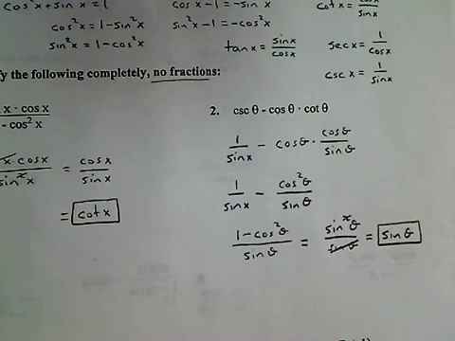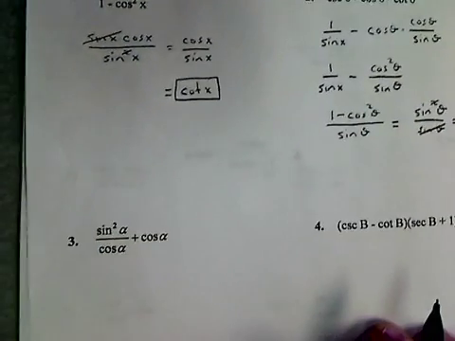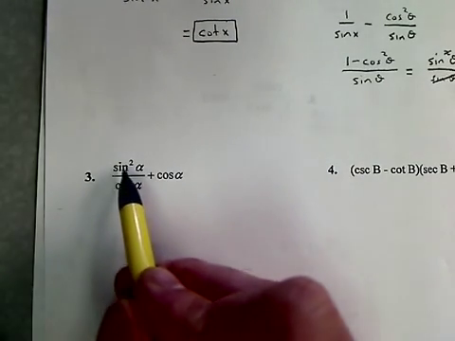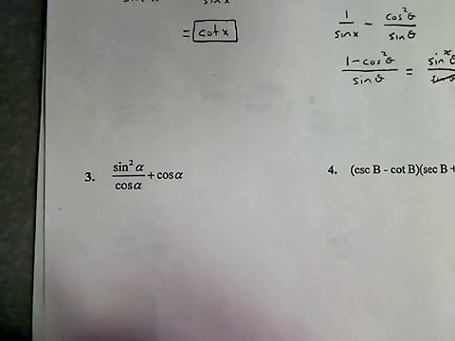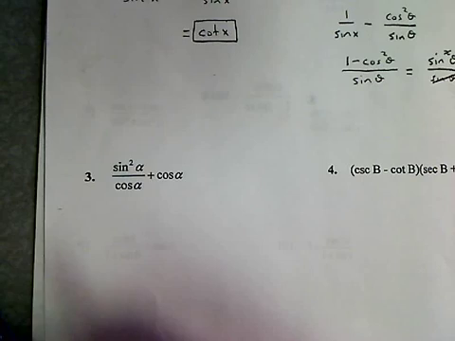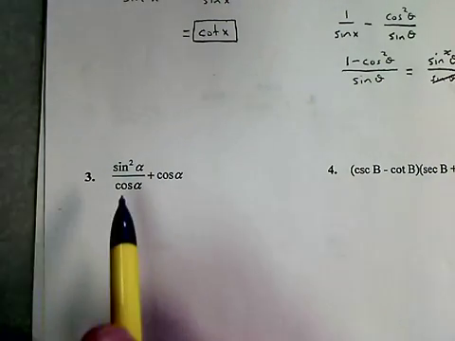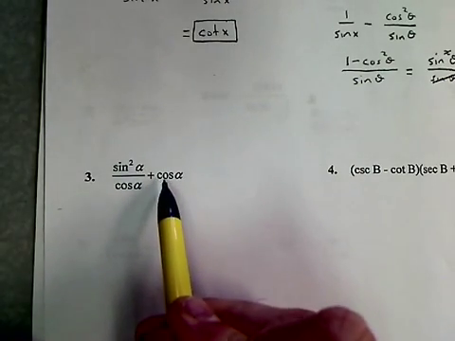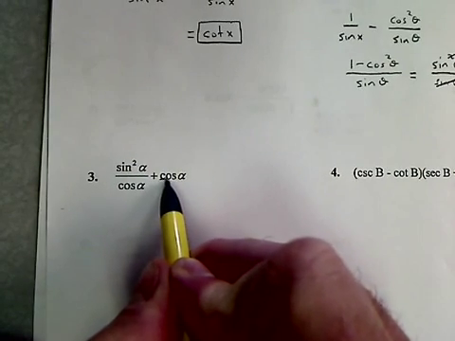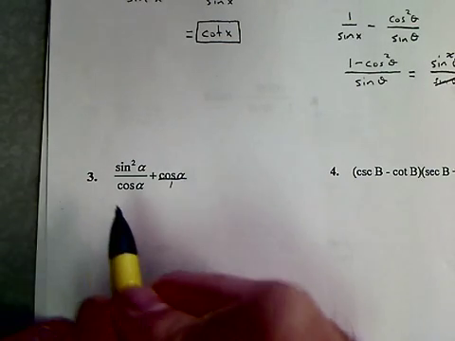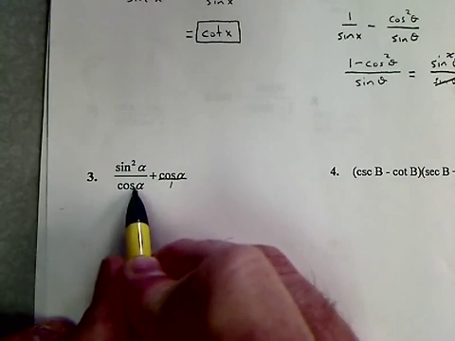If we go to problem number 3, everything in this problem is in terms of sine and cosine, so there's nothing to change there. I have no substitution to make from our list of things that we need to know at the top, so this becomes a matter of adding these two fractions together. Now this isn't a fraction, but I can certainly make it a fraction by putting it over 1. In order to add or subtract fractions, I have to have a common denominator, so the common denominator is going to be cosine.